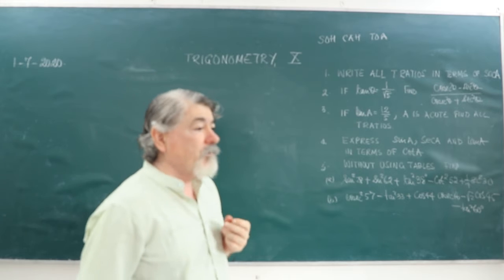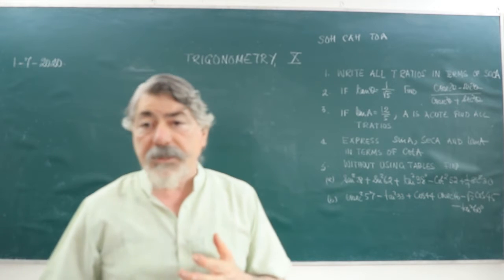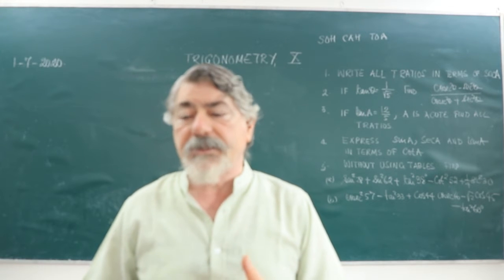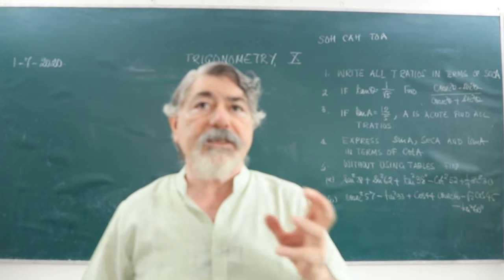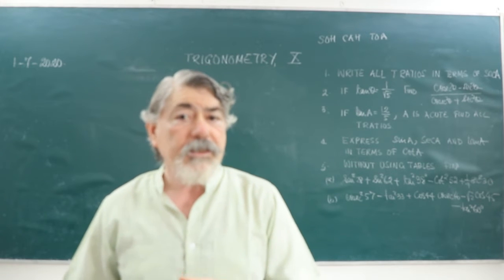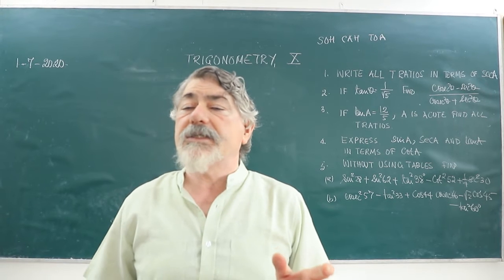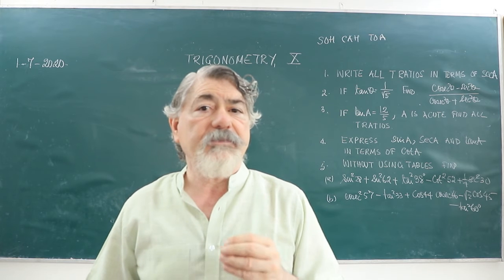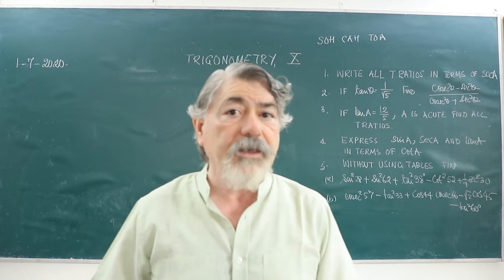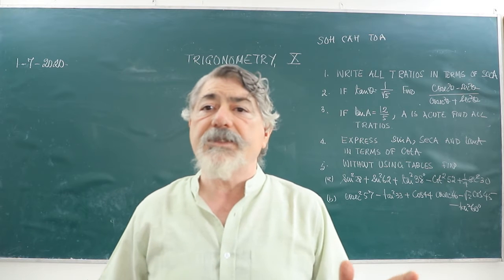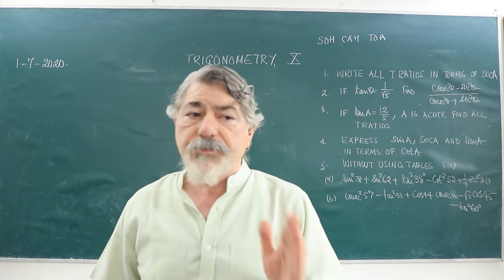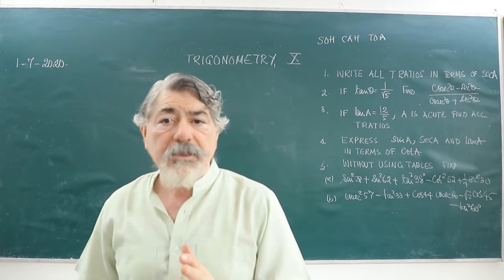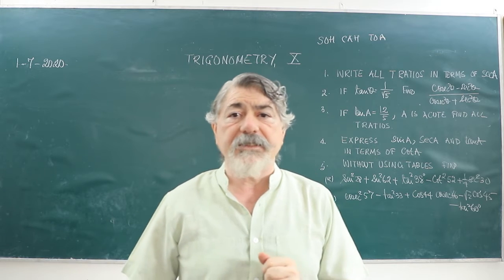Then we talked about certain basic fundamental trigonometric identities. That is sine square theta plus cos square theta is 1. Then sec square theta minus tan square theta is equal to 1. Then cosec square theta minus cot square theta is equal to 1. Based on that, we did certain problems using the reciprocal relation, using the Pythagoras theorem, and using some basic identities.